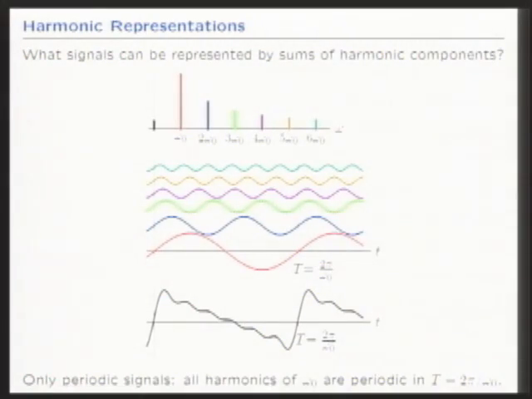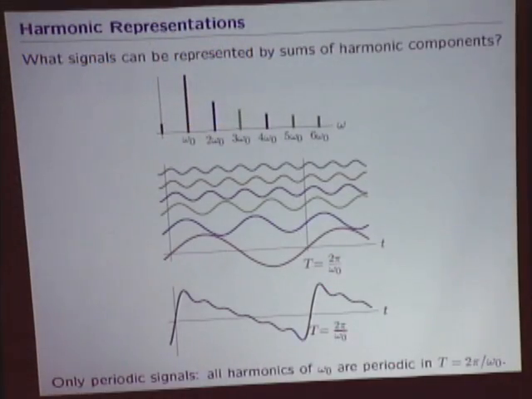How should we think about that? What kinds of signals ought to be representable by their harmonic structure? Okay, well, if you just draw a picture in the time domain and think about a fundamental, what would it look like in the time domain? What would the signal look like? What would the second harmonic look like? Well, that's a signal whose frequency is twice as big.